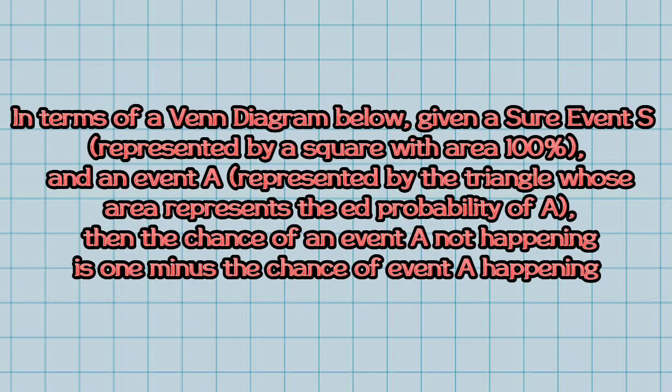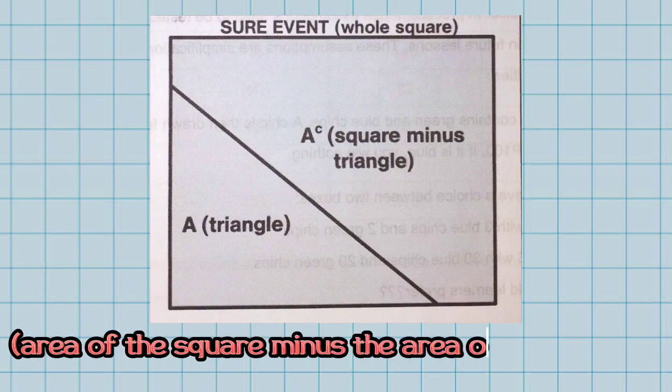In terms of a Venn diagram below, given a sure event S represented by a square with area 100% and an event A represented by the triangle whose area represents the probability of A, then the chance of event A not happening is 1 minus the chance of event A happening. For example, the area of the square minus the area of the triangle.